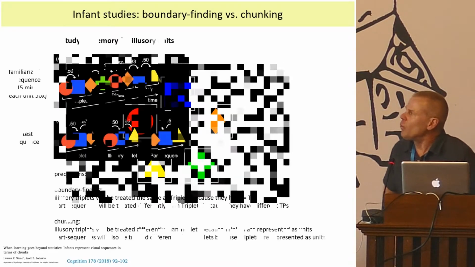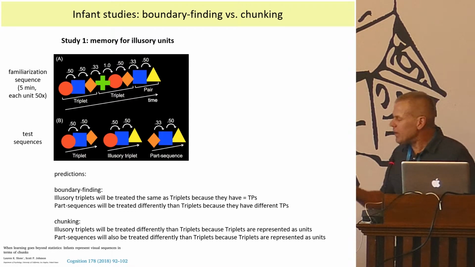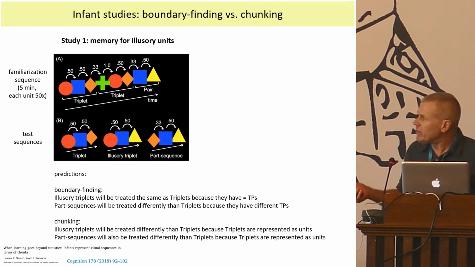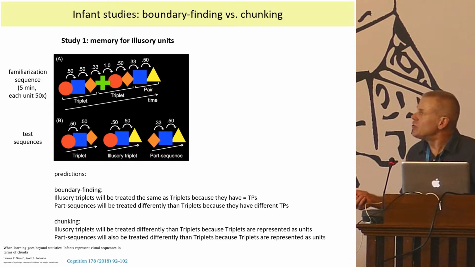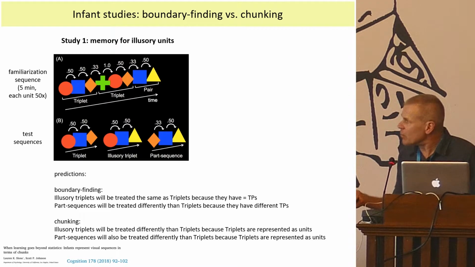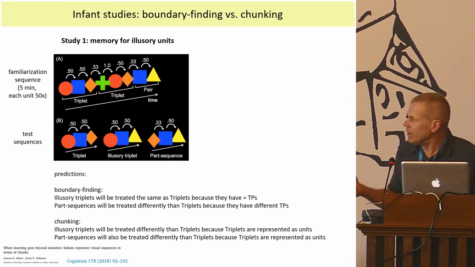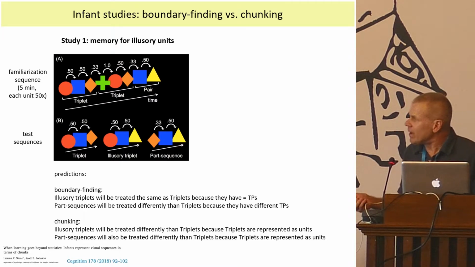So in study 1, we asked if babies will have memory for illusory units. So in this case, the babies saw the 5 shapes. The 5 shapes are organized into 2 triplets and 1 pair. Notice that the triplets and the pair share some items. So the square appears in a couple of different units, as does the circle, as does the diamond. So what that allows us to do is create an illusory triplet with the same TPs as the real triplet. And of course, here's the part sequence.